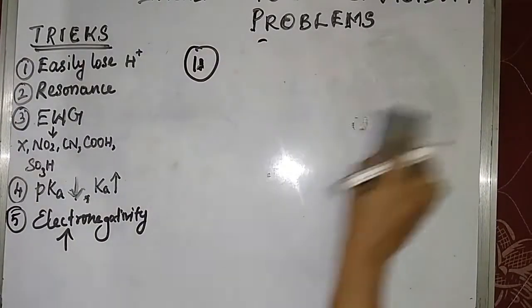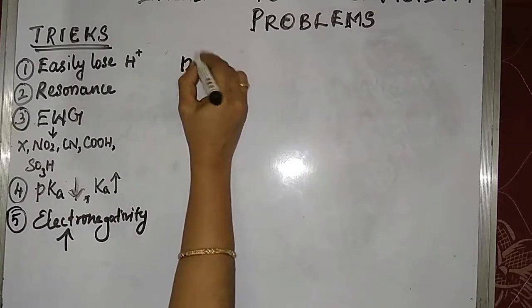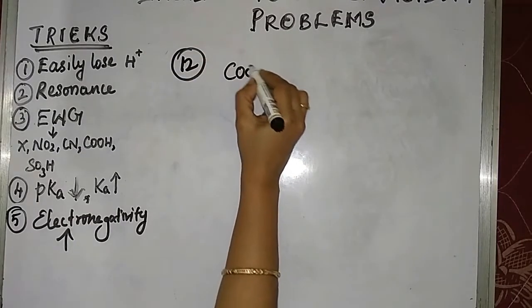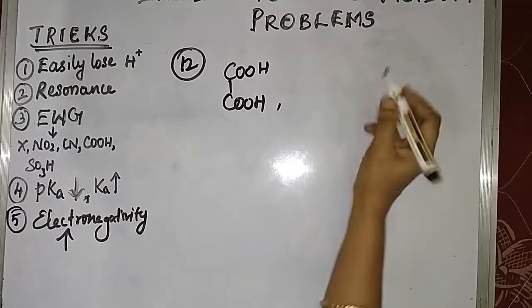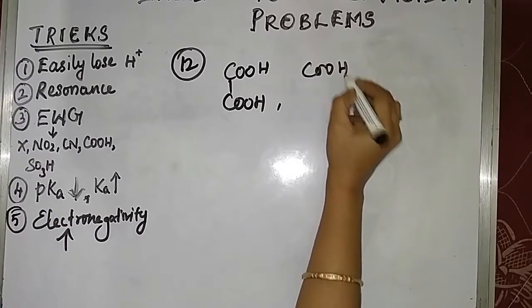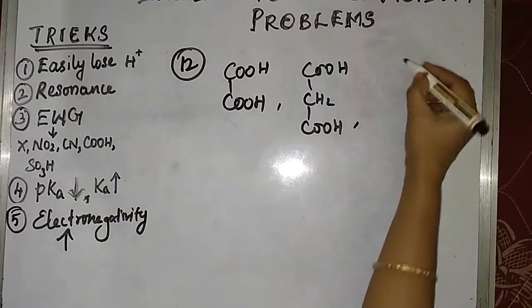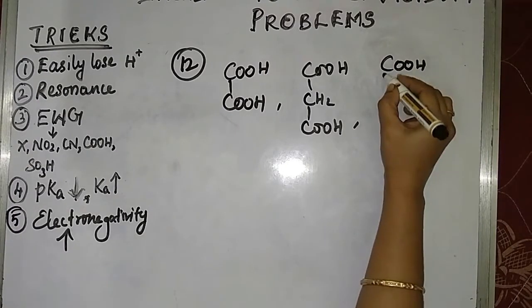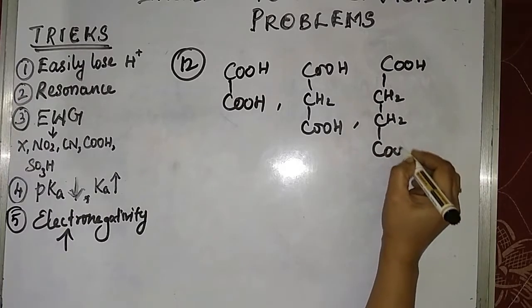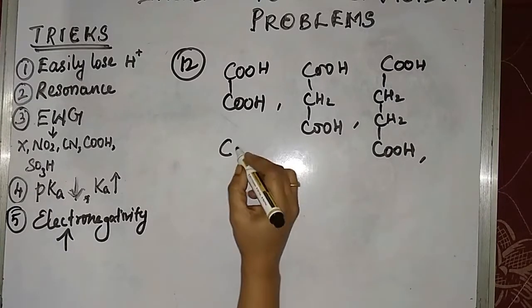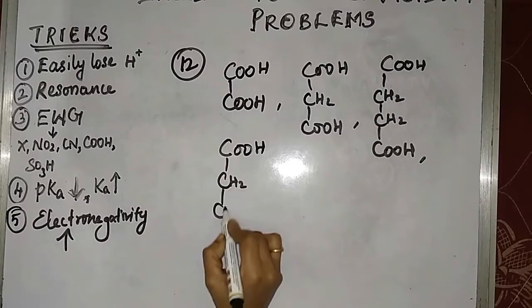Next sum, the 12th one, oxalic acid, COOH. Now I'm going to compare only the acids. Oxalic acid, malonic acid which contains one CH2 group, and then succinic acid which contains two CH2 groups, and then glutaric acid which contains three CH2 groups.